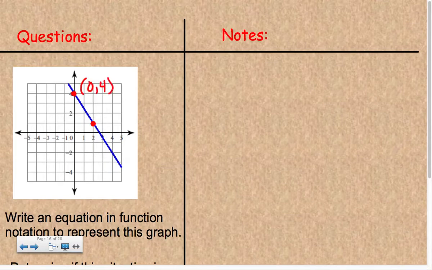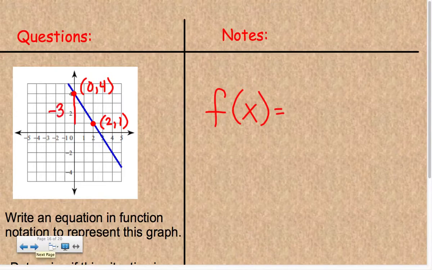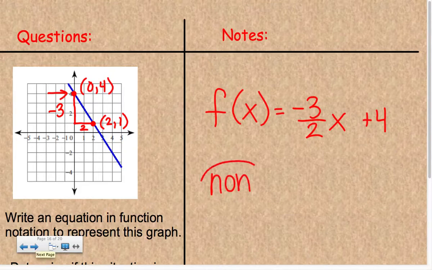The points are (0, 4) and (2, 1). Count my rise and run. So down 1, 2, 3. Remember, down is negative. Right 1, 2. So negative 3 over 2, x. My line crosses the y-axis right there at positive 4. Does my graph go through (0, 0)? No, it does not. So it's non-proportional. I could also look at this plus 4. It's not a 0, so it's non-proportional.